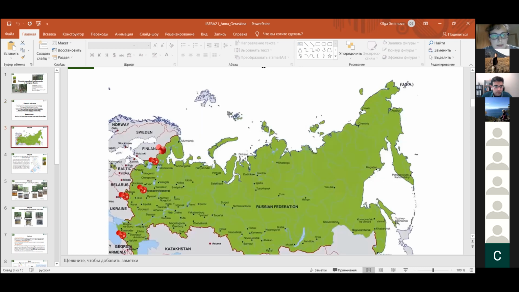Our object: we conducted our research in taiga forests. There are Leningrad region, Republic of Karelia, and Karelian Isthmus. And we studied coniferous broadleaf forests. There are Moscow region, Bryansk region, and Northwest Caucasus.